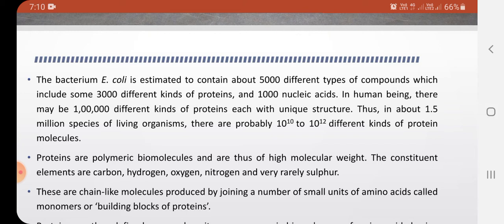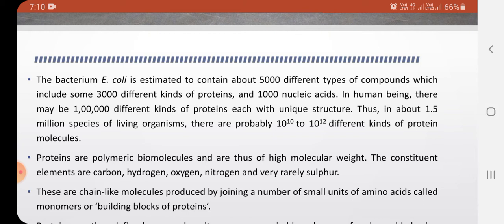Thus, there are about 1.5 million species of living organisms on this earth. So there are probably 10 to the power 10 or 10 to the power 12 different kinds of protein molecules in the living world.